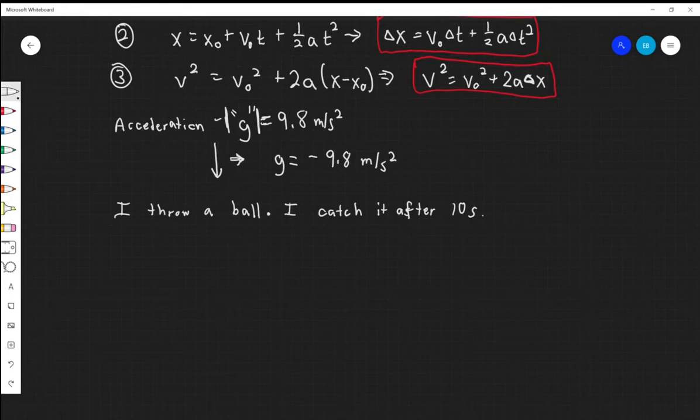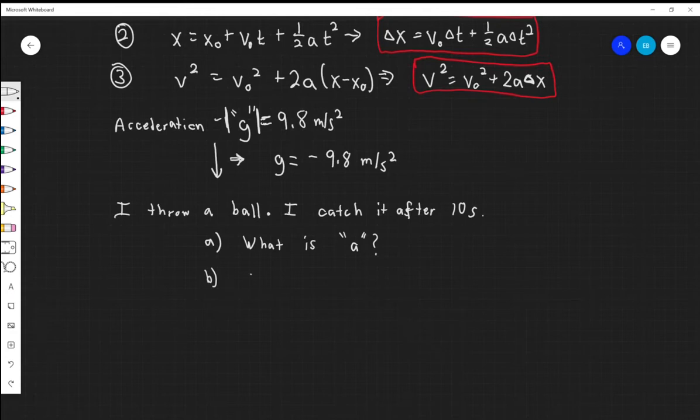And I'm going to ask a bunch of questions about this. I'm going to ask, what is the acceleration? So how fast is this thing accelerating throughout the whole path? It's going to be a constant acceleration motion. Let's figure out what that acceleration is.